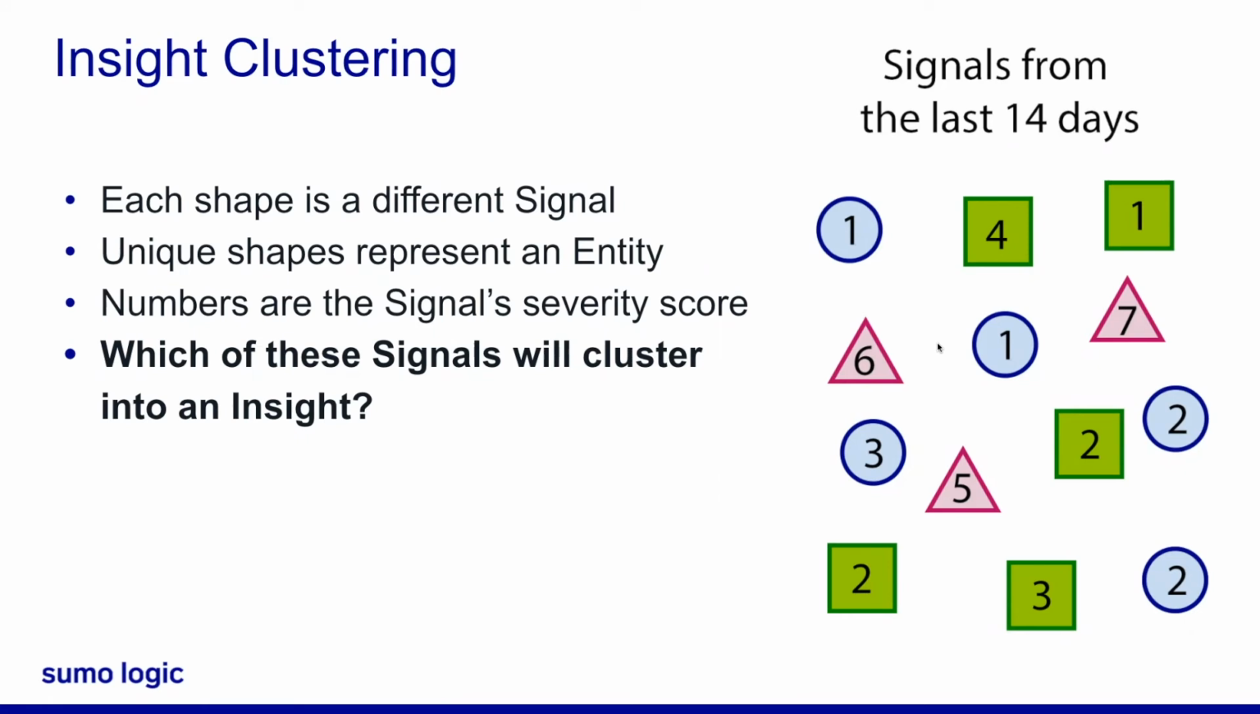Now, of those signals, which are going to cluster together into an insight? The blue circles, the green squares, the pink triangles, all of them, some of them, none of them. Go ahead and think about it for a moment.